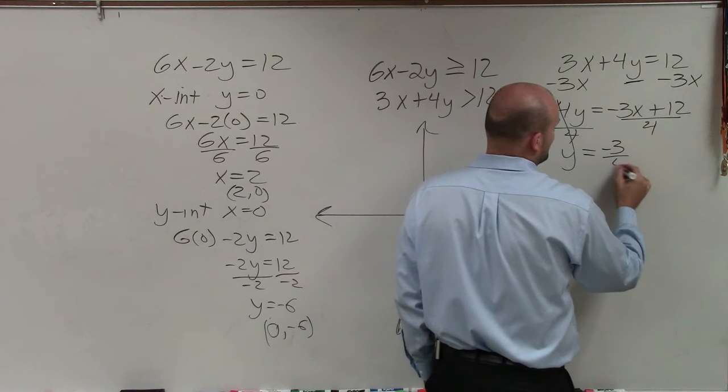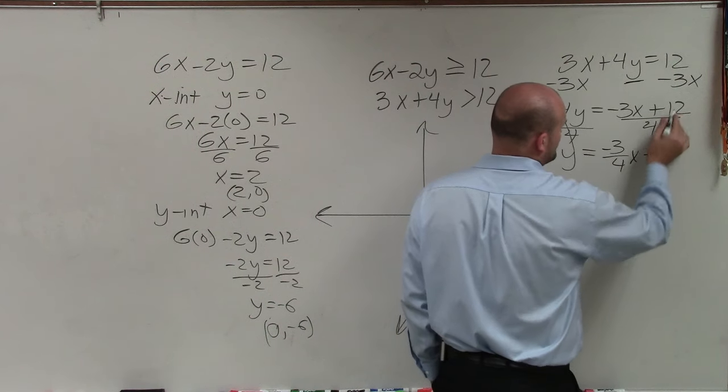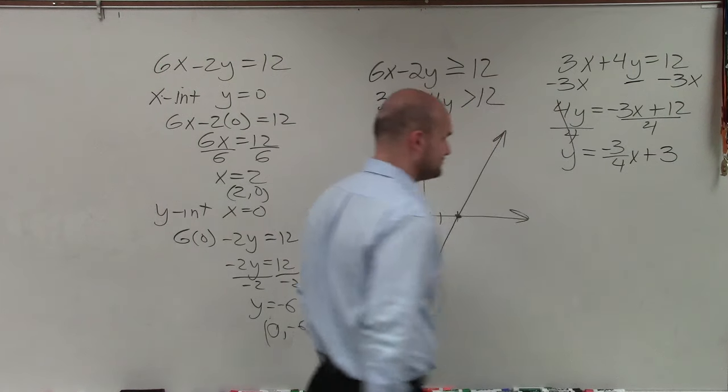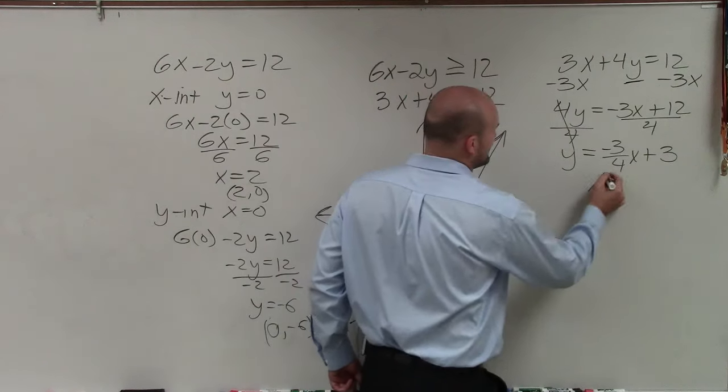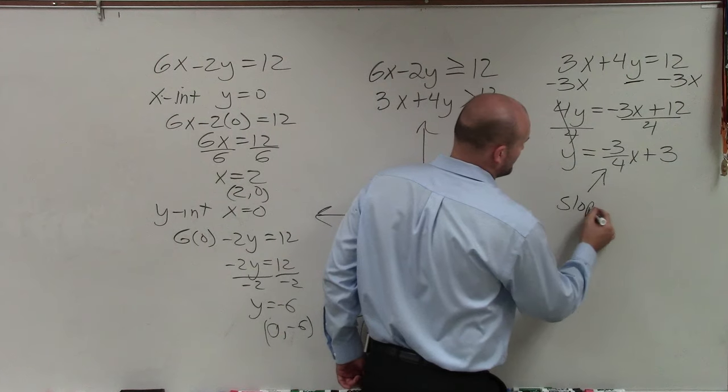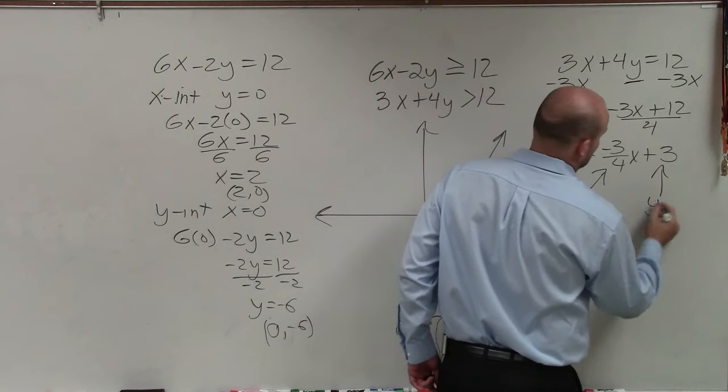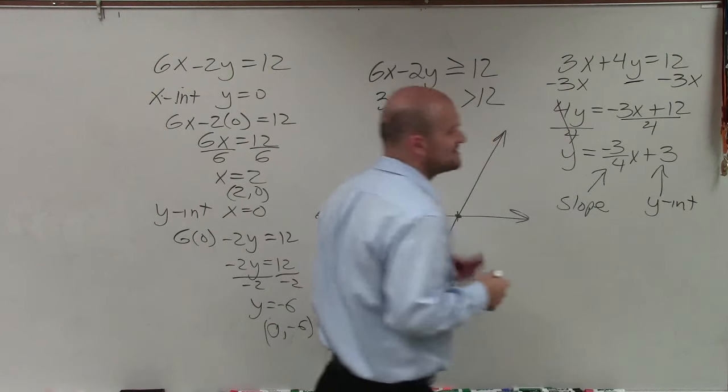So I have negative 3/4 x plus 12 divided by 4, which is 3. In graphing the slope-intercept form, what's nice about it is we can quickly identify what the slope is and what the y-intercept is. Now, notice the slope is negative in this case.